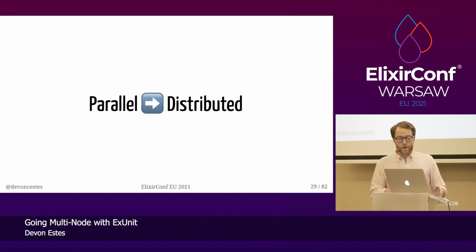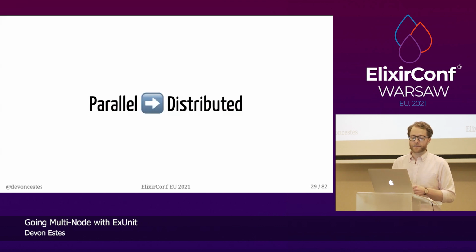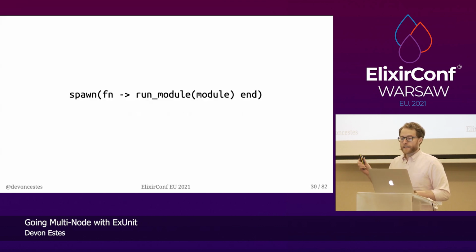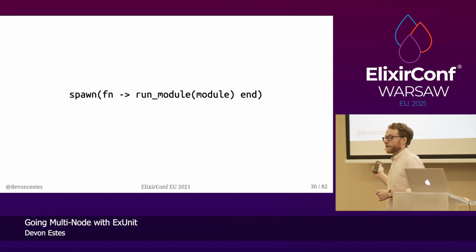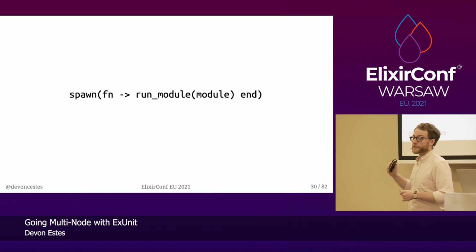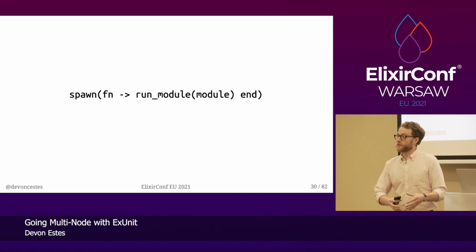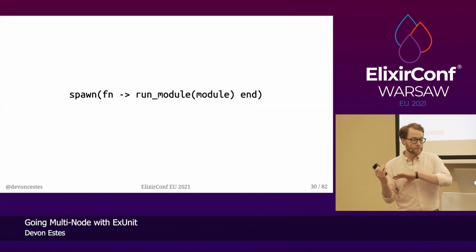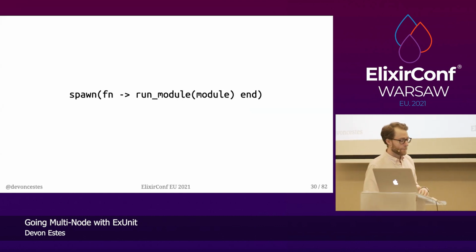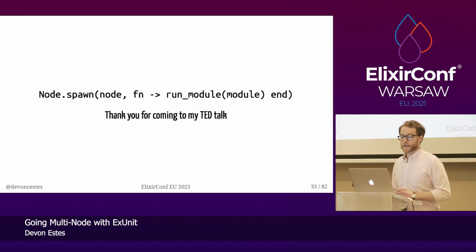So we've covered the first part, and now the second part, the distributed bit. How do we take something that's parallel and make it distributed? Well, in the definition of that loop function that we looked at, there was a line like this, where we spawn a process to run a module. So this spawns a new process on the same node, and this says, hey, go ahead, please run these tests for me. To make this distributed, well, we cut that and we change it to this. And that's it. Thank you very much for coming to my TED Talk.